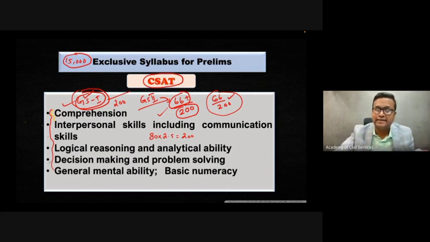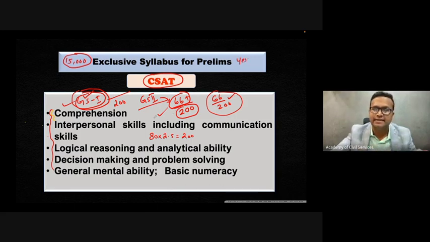Now, if somebody is telling, I am very weak in mathematics. In the school days, I did not like mathematics. I was not a good student in mathematics. Still, can I qualify the CSAT of the Civil Services examination? My answer is yes, you can also qualify.